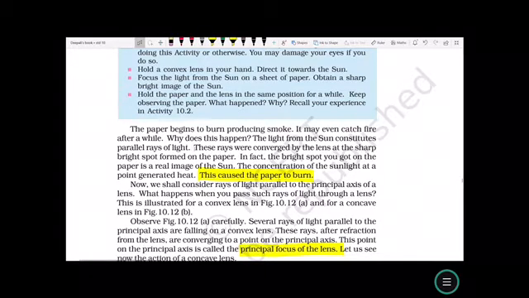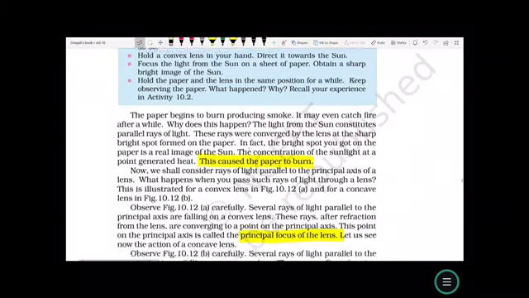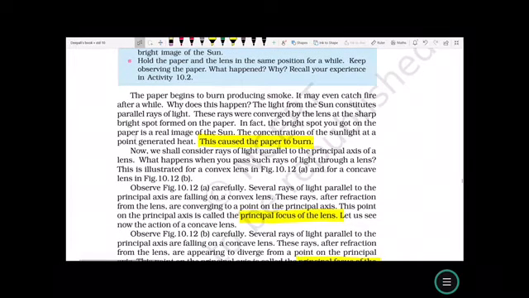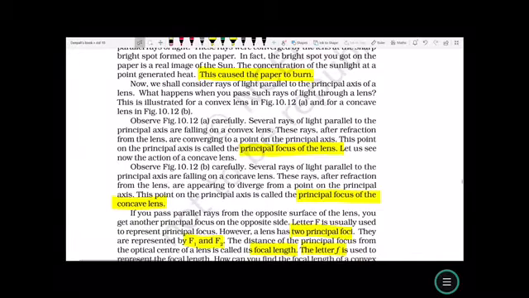The light from the sun constitutes parallel rays of light. These rays were converged by the lens at a sharp bright spot formed on the paper. In fact, the bright spot you got on the paper is a real image of the sun. The concentration of the sunlight at the point generates heat, and this causes the paper to burn.